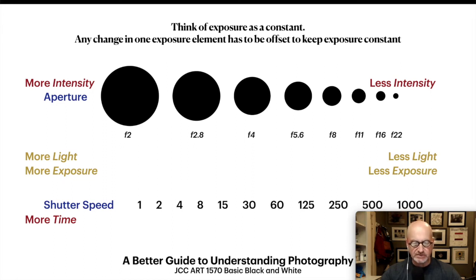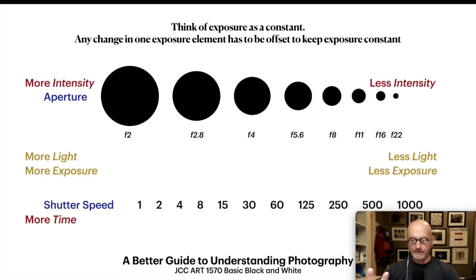Same with shutter speed. 1 second is the longest functional shutter speed that we're going to have on our shutter speed dial. 2 is half a second, 4 is a quarter of a second, 8 is 1/8 of a second. So our time decreases as we move from left to right. Our exposure decreases as we move from left to right. Intensity decreases from left to right. Exposure decreases from left to right. Shutter speed decreases from left to right. Exposure decreases from left to right.